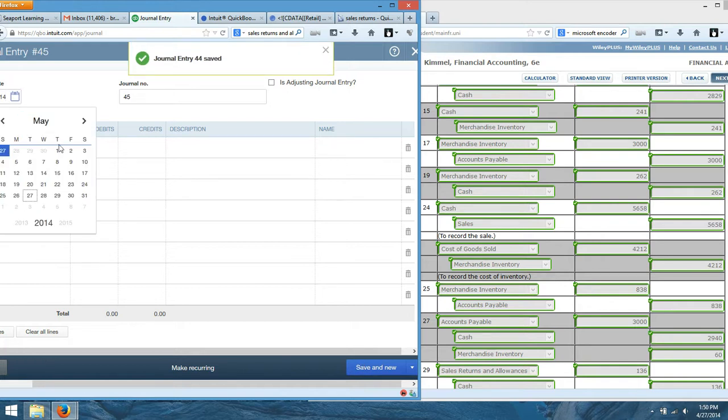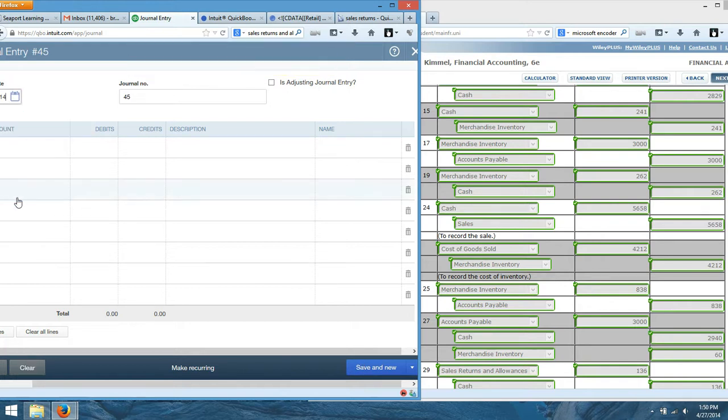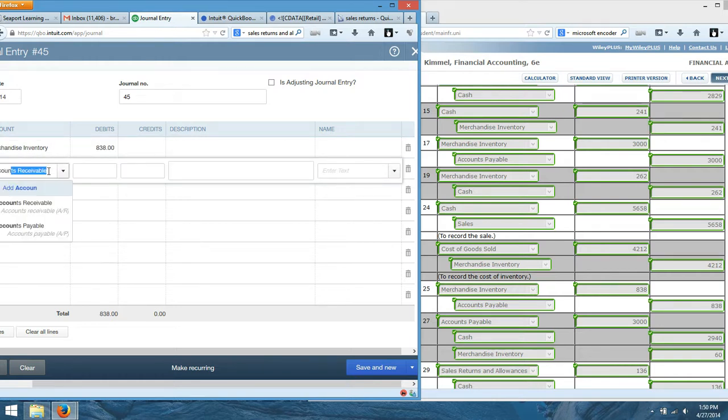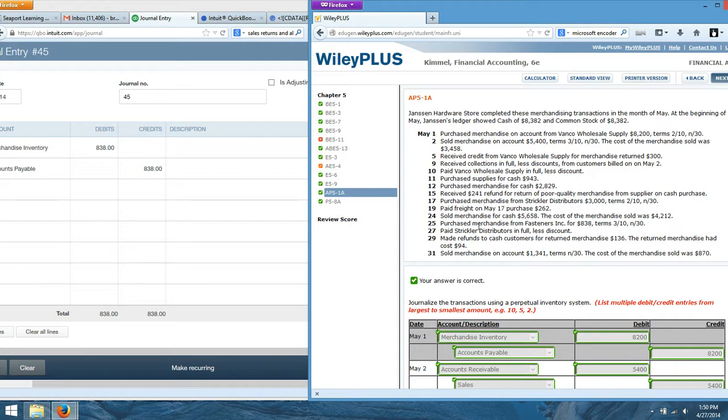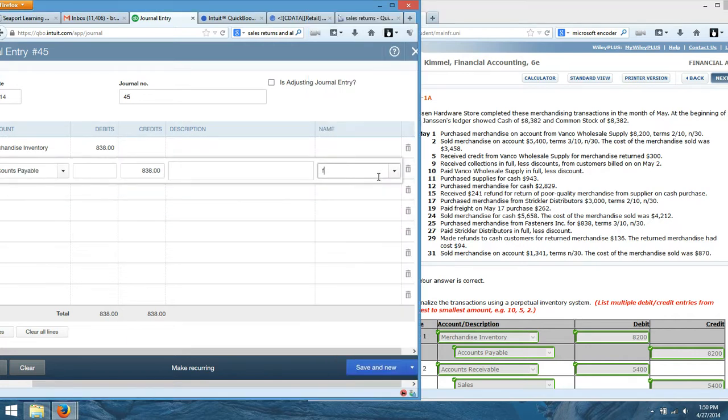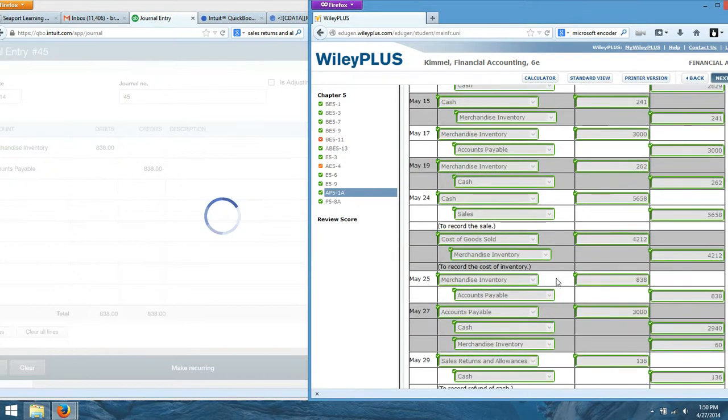On May the 25th, which is a Sunday, merch inventory, the amount of $838. And then accounts payable, that's going to be for the same amount, and this is going to be on May 25th. Let's find out who we're paying. 25th, it's going to be for fasteners. Fasteners, save, and continue.